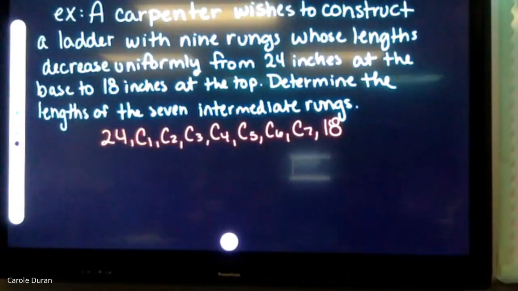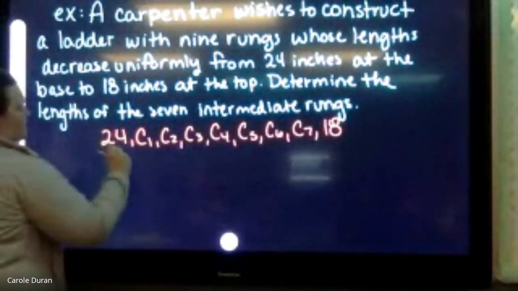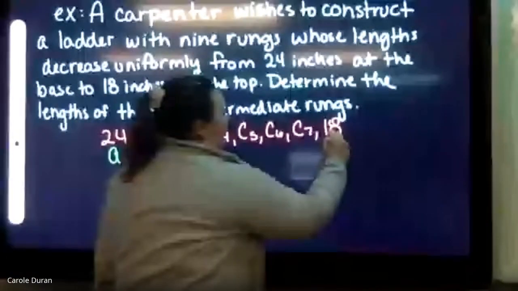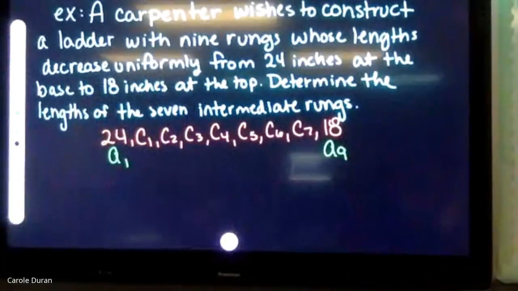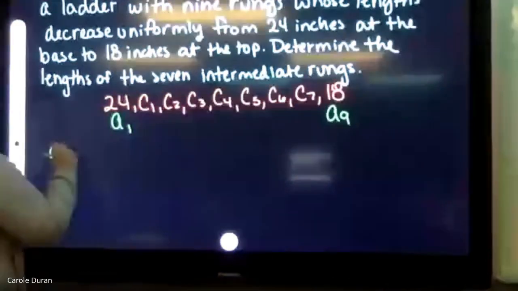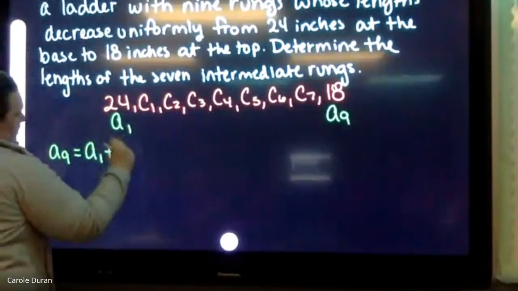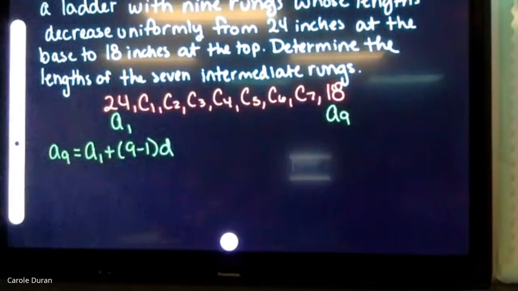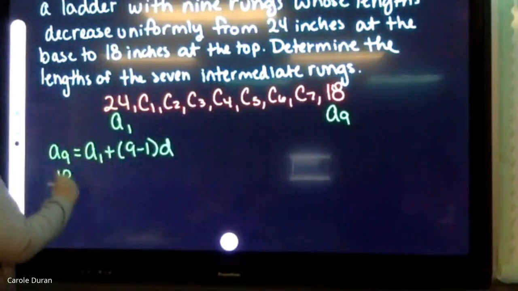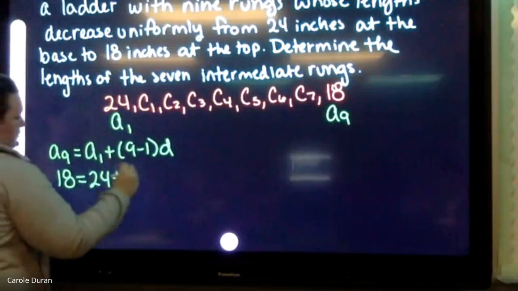So just like on the previous problem, I'm going to set up an nth term formula for this particular sequence and a term in the sequence. To do this, which term am I going to use? 18. I'm going to use the last one, which is A9. I can't use A1 because I have to use the term A1 in my nth term formula. So that means A9 equals my first term plus 9 minus 1 times my common difference D. Plug in the values that I have, which is 18 equals 24 plus 8 times D.